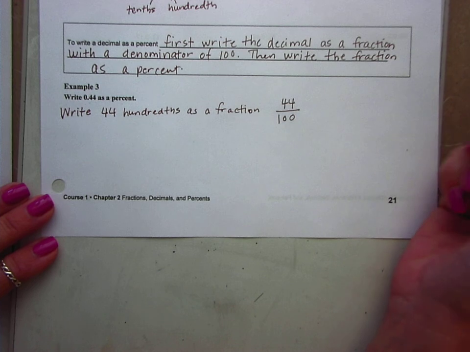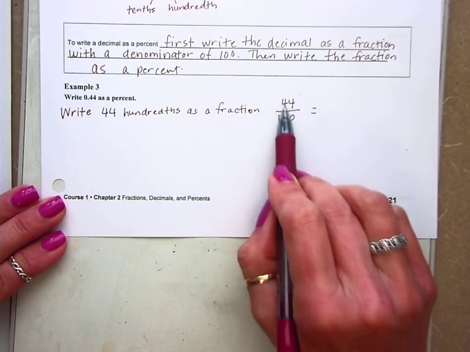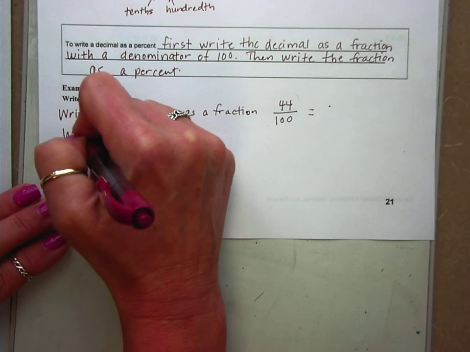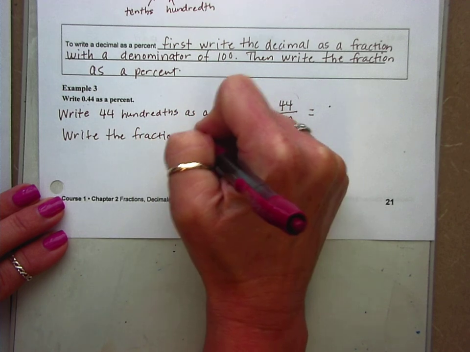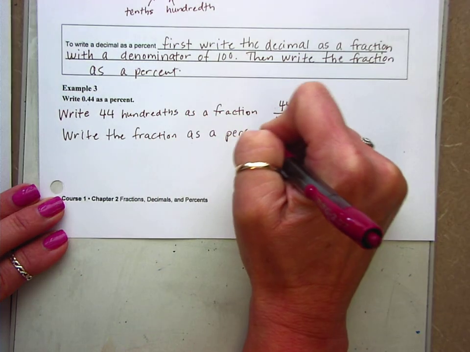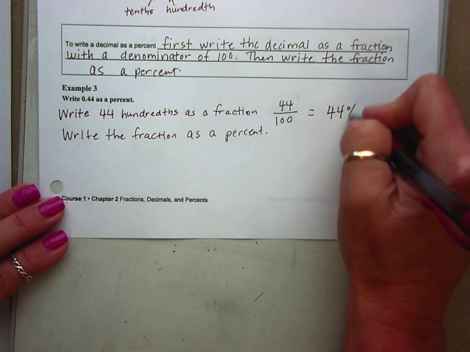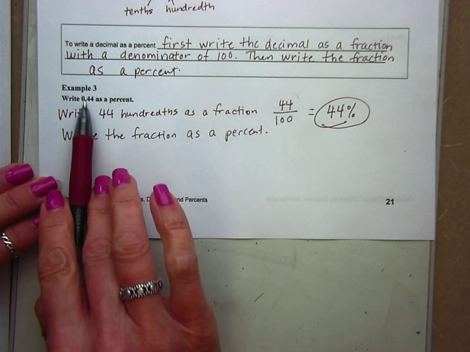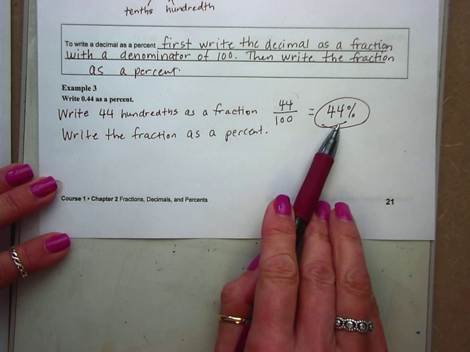Now, remember that working in Chapter 2, Section 1, Chapter 2, Section 2, anytime you have the number over 100, it is simply this easy. You just write the fraction as a percent. So when this number is over 100, it's that easy, 44%. So 0.44 or 44 hundredths written as a percent is 44%.